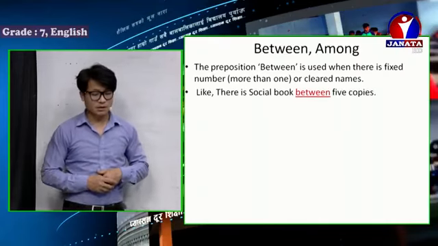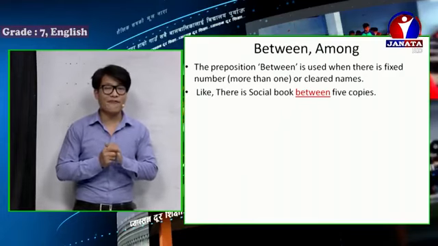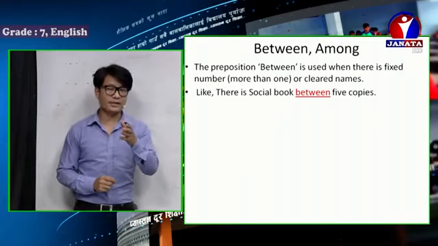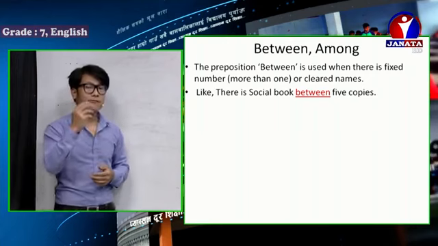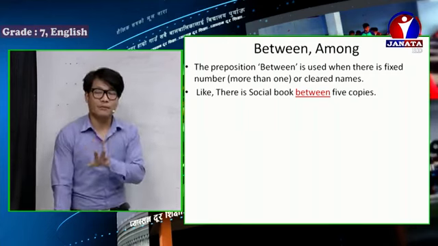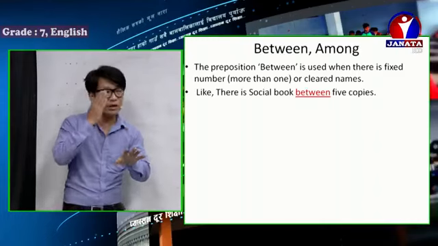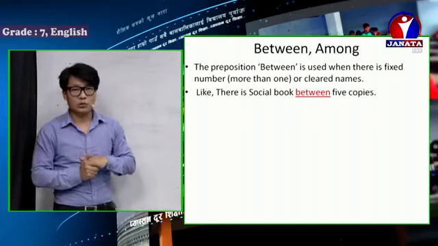Like, there is a social book between 5 copies. Here the number of copies is fixed. 5 is a fixed number. That's why we use between.